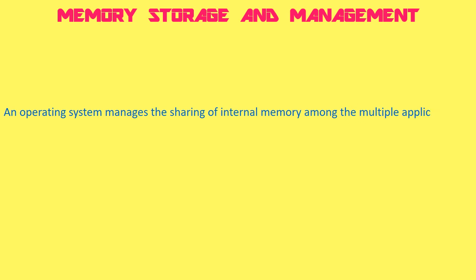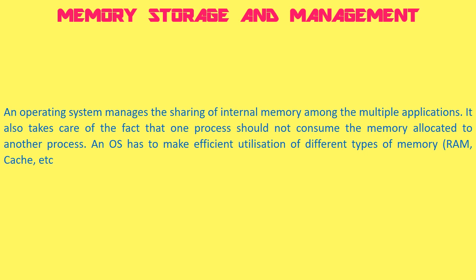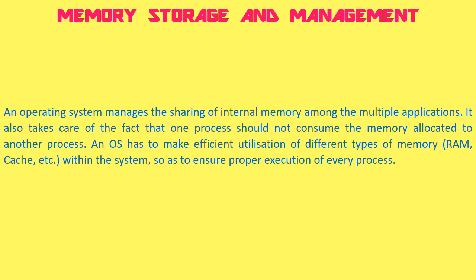Next function is memory storage and management. An operating system manages the sharing of internal memory among the multiple applications. It also takes care that one process should not consume the memory allocated to another process. An operating system has to make efficient utilization of different types of memories like RAM, cache memory, etc. within the system so as to ensure proper execution of every process.